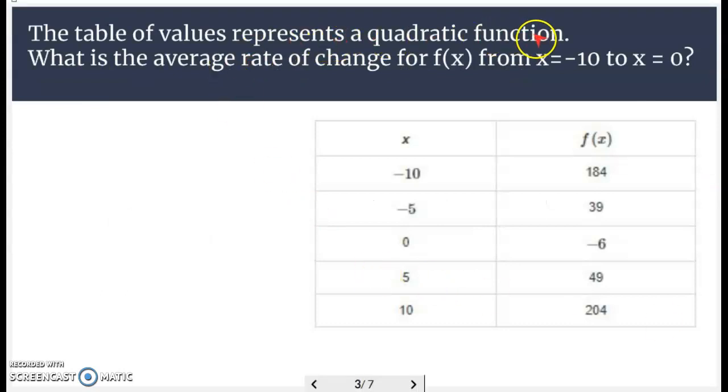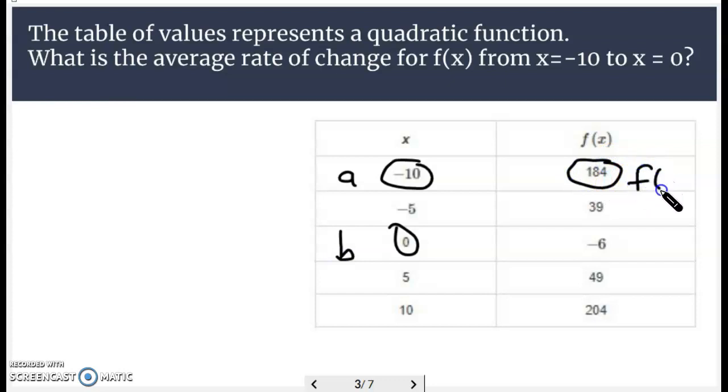Table of values represent quadratic function. What's the average rate of change from negative 10 to 0? So basically we just have those values. Here's negative 10, that's A, and then to 0, think of that as B. And then notice the y values. Here's f of A, and then here's f of b.